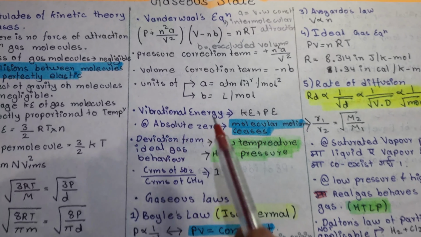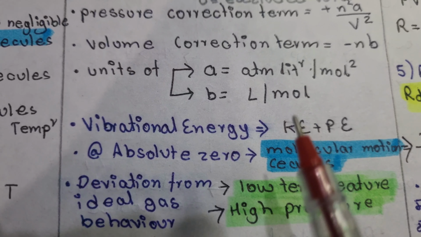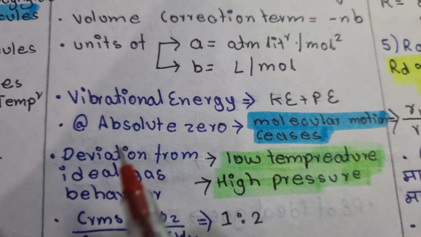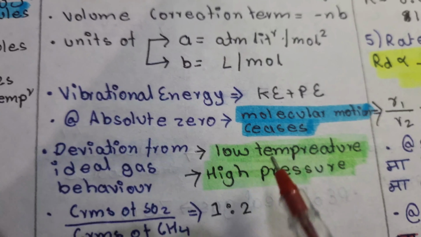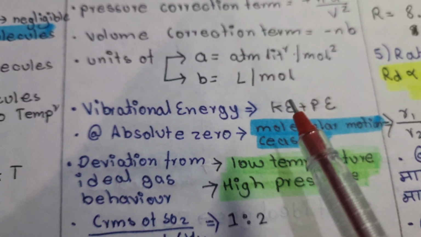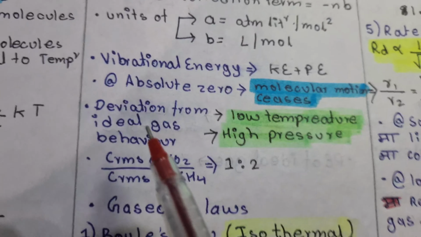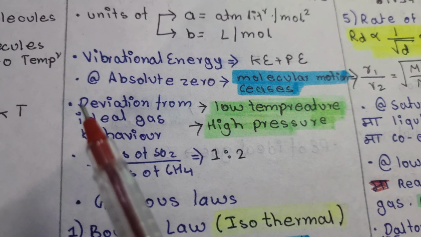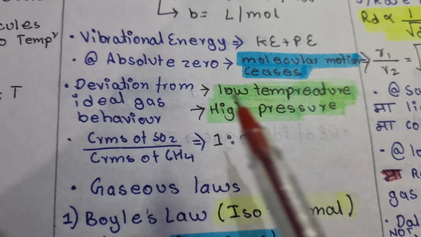Now for every real gas, vibrational energy equals kinetic energy and potential energy sum. Absolute zero. What happens at the absolute zero temperature? Molecular motion ceases during absolute zero. Why does the deviation of gas happen from ideal behavior to real behavior? First one is low temperature, second one is high pressure.